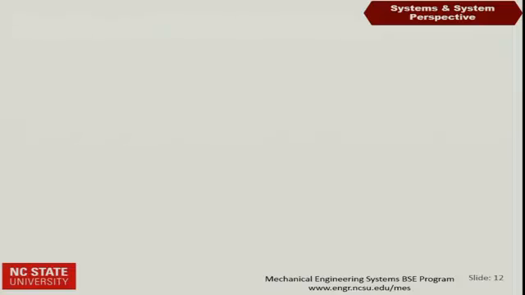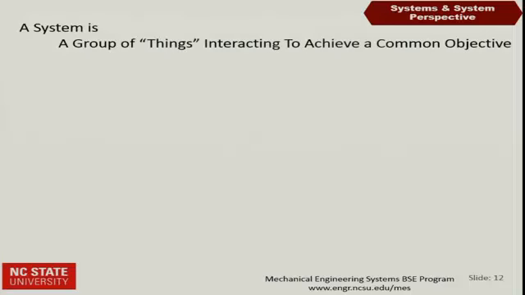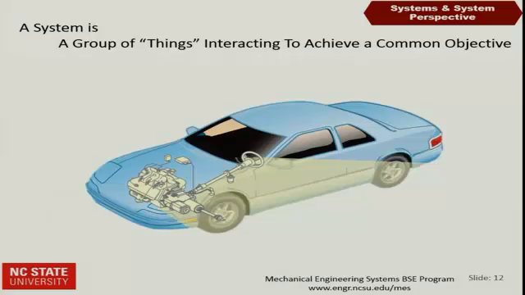Let me start with defining a system. So here's my very technical definition of a system. A system is a group of things interacting to achieve a common objective. So for example, a car, something we're very, very familiar with. And systems have some unique characteristics.